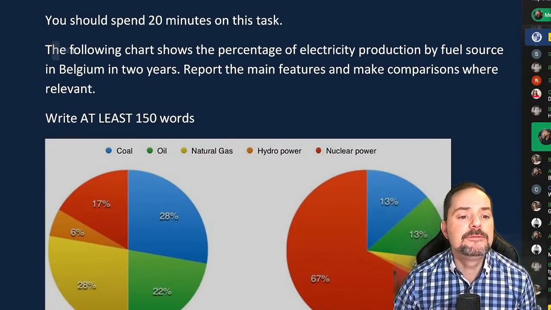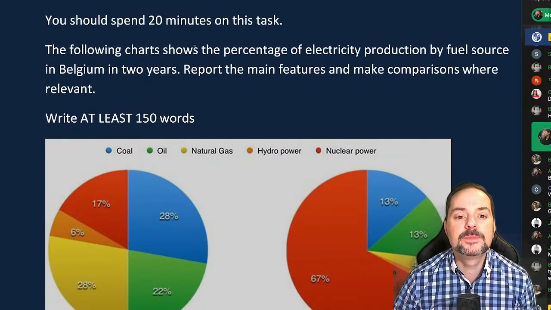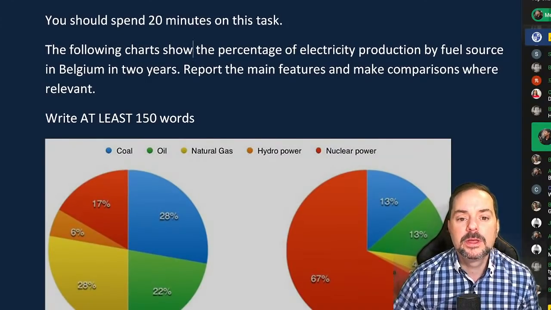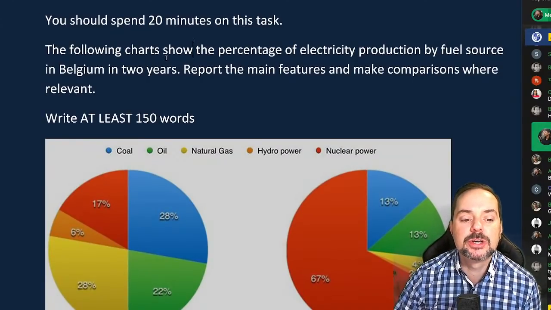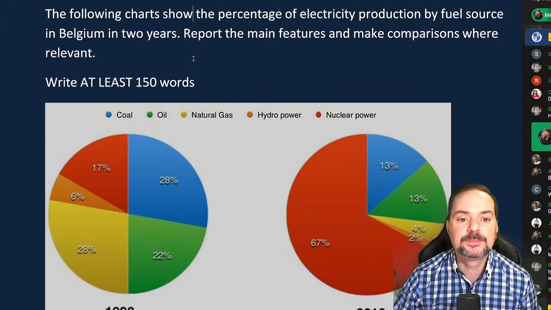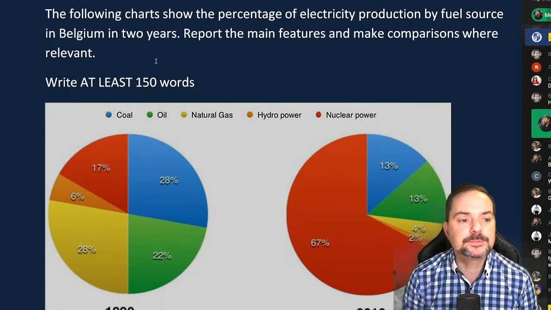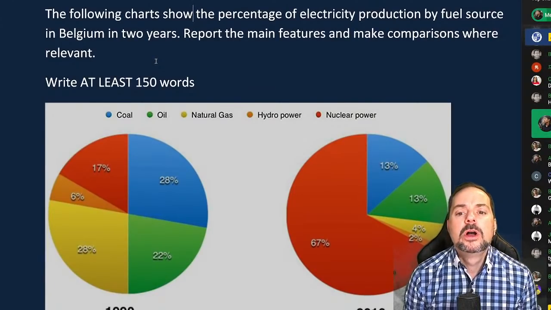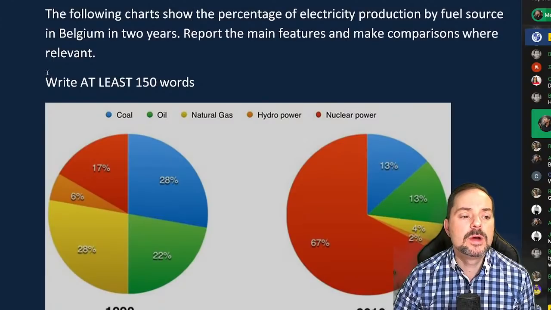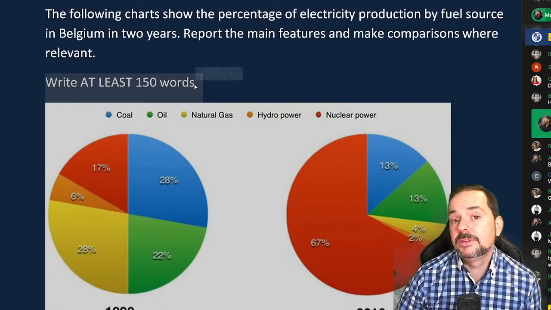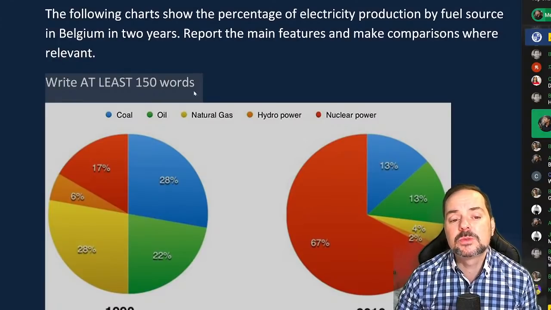So the following charts, let's put an S on that, there's two of them, show the percentage of electricity production by fuel source in Belgium in 2 years. Report the main features and make comparisons where relevant. Okay, to the point. All right, so your first step, again, read the question, and then it says write at least 150 words. That's really important, students, that you write at least 150.